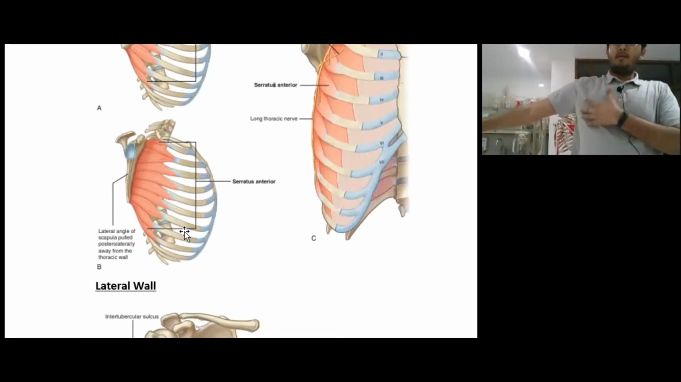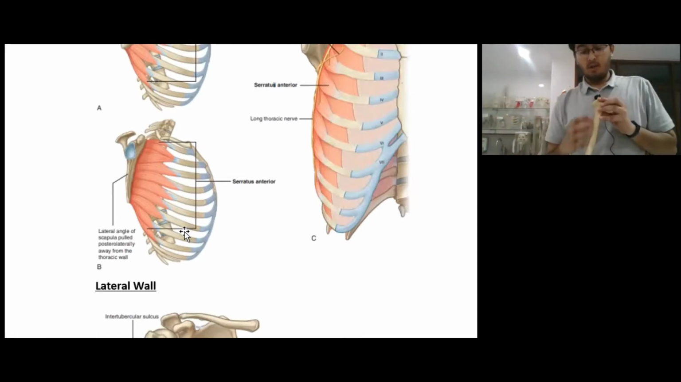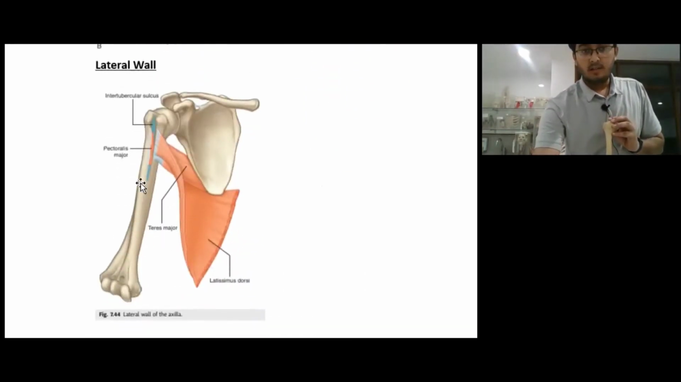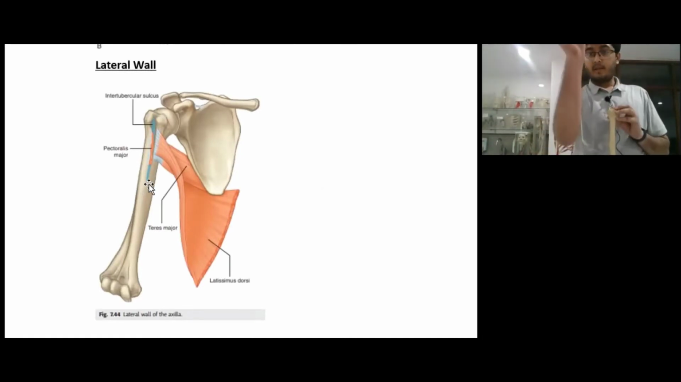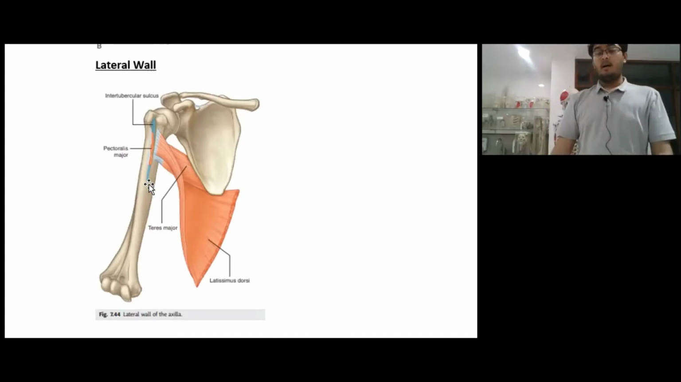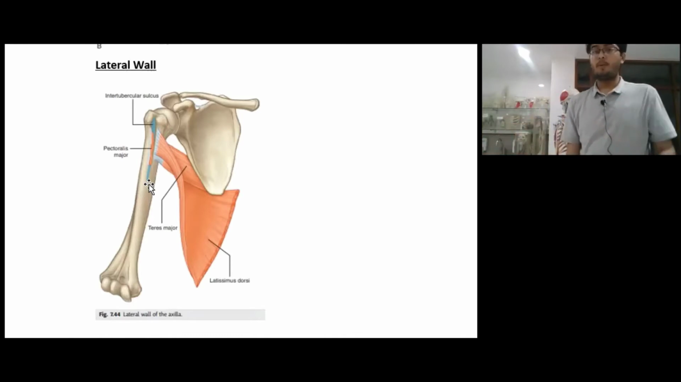So we have done the anterior wall and the medial wall. The lateral wall is actually formed by the humerus, specifically the intertubercular groove of the humerus. If you can see, this is the humerus, this is the greater tubercle, the lesser tubercle, and this is the intertubercular groove. This thin lip, this thin line, is forming the lateral aspect of the axilla. I hope it makes sense.